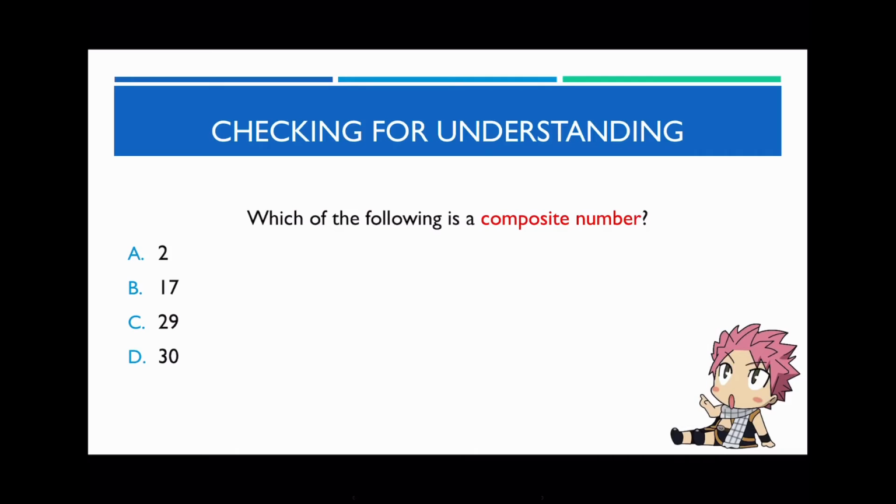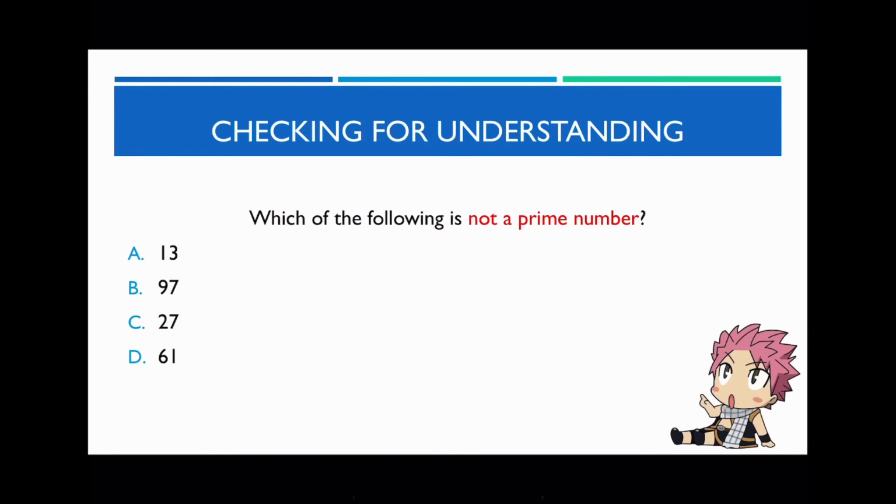Well, 2 is not a composite number because 2 only has 2 factors, 1 and 2. So therefore, this is a prime number. 17 also has 2 factors, 1 and 17. 29 only has 2 factors. So therefore, the correct answer is going to be D. 30 is the answer because 30 is composite because it has factors 1, 2, 3, 5, 6, and 15 and 30. It has multiple factors, therefore it's considered to be a composite number.